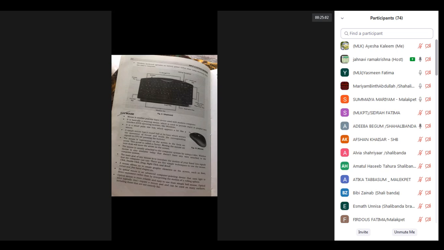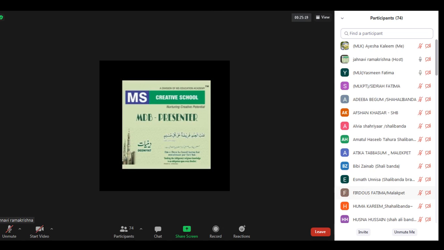Sure. Yes, ma'am. So now I want to go through the ones, not these like trackball and joystick, they are all the play things for children. I want to go for another input device. Can anyone guess what is the other input device?